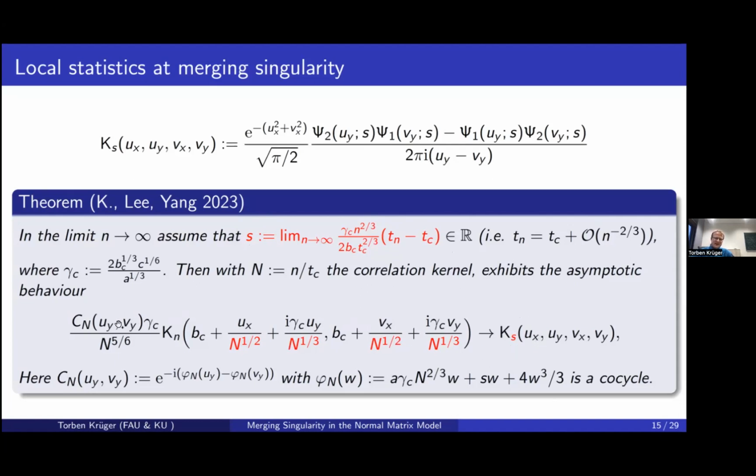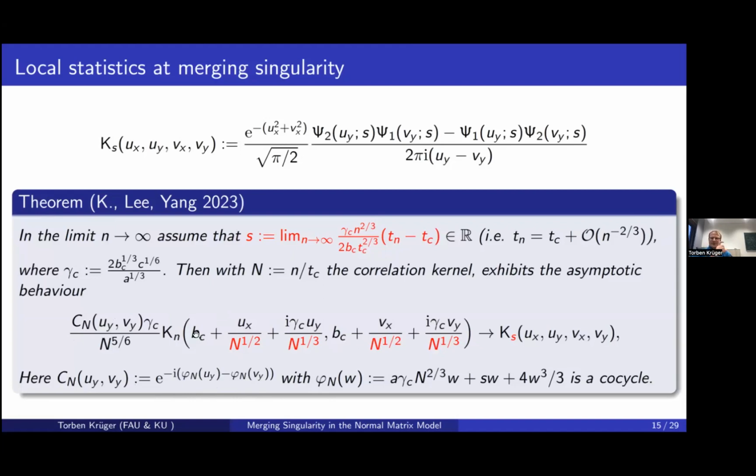So what you see is, if you look at the correlation kernel in this anisotropic scaling, then as n tends to infinity, it converges to this specific kernel here. There's a prefactor here, which really is irrelevant. It's called a cocycle. It's of the form e to the i and something divided by e to the i, the same thing with the other variable. And this kind of cocycle will drop out if you compute correlation functions from this kernel.